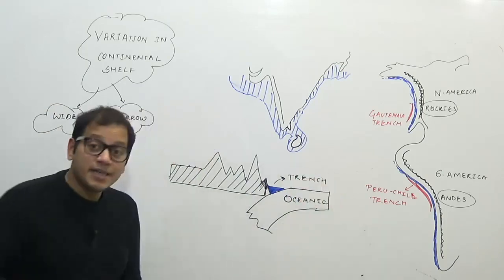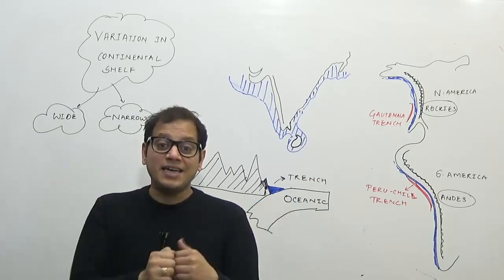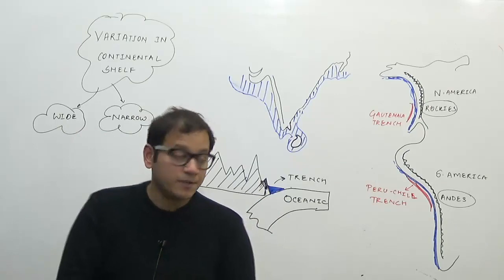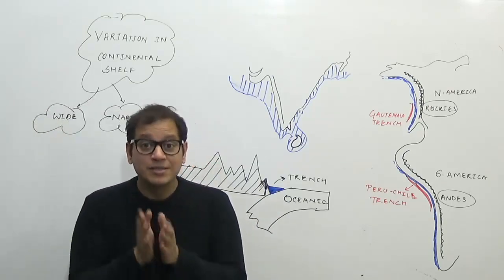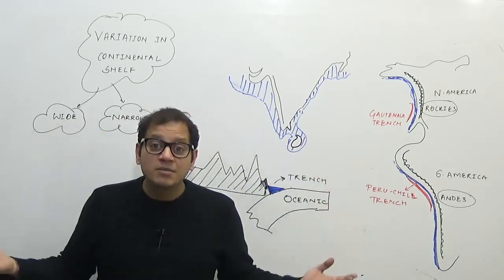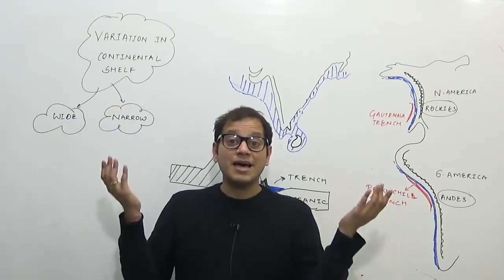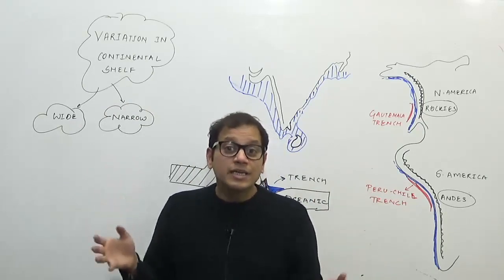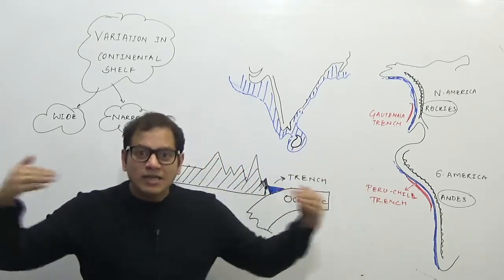What does it indicate? It indicates the subduction zone. Subduction means going down. It indicates the area where the oceanic plate is going below the continental plate. So in the areas where the fold mountains, the highest mountains, are parallel to the coast, the continental shelf is narrower. Why is the continental shelf narrower? Because everything is compressed.